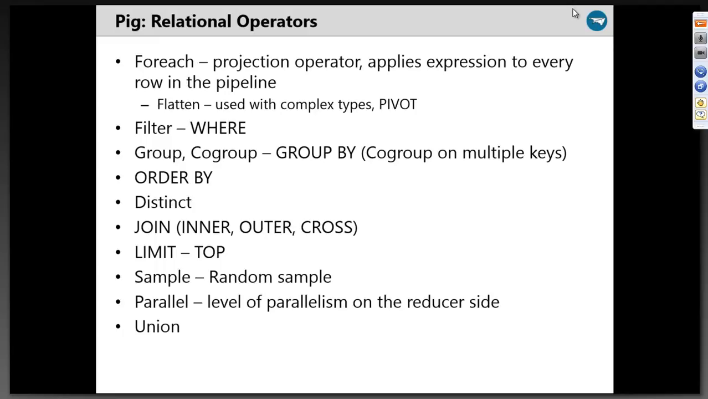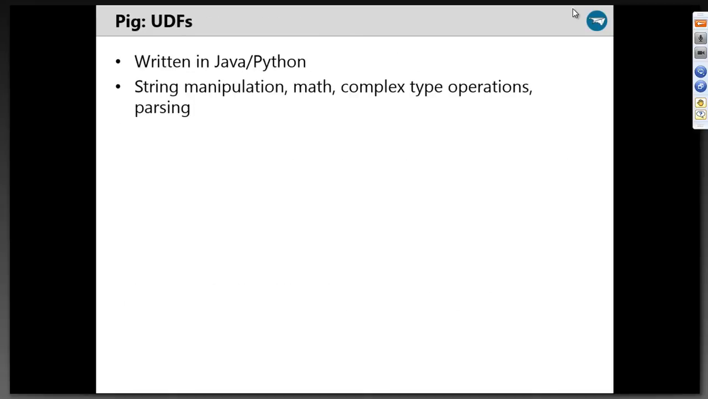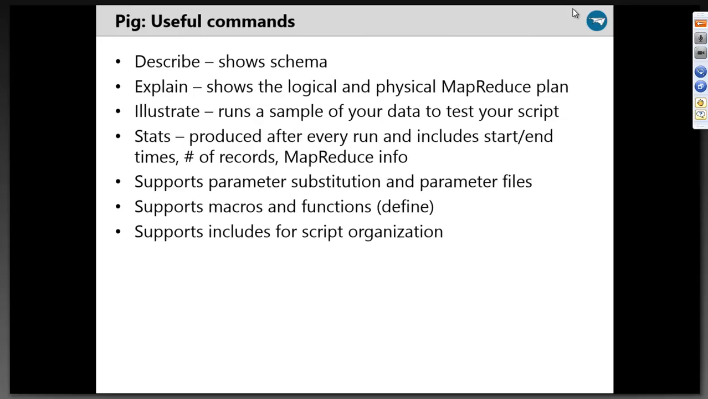We can randomly sample data. We can specify the level of parallelism on the reducer side, and we can union two data sets together, like the typical Venn diagram unioning. So we can write our own functions in Pig. They're typically written in Java or Python, and we can write functions that do string manipulation or math or complex types of operations. And then here's just some useful commands.